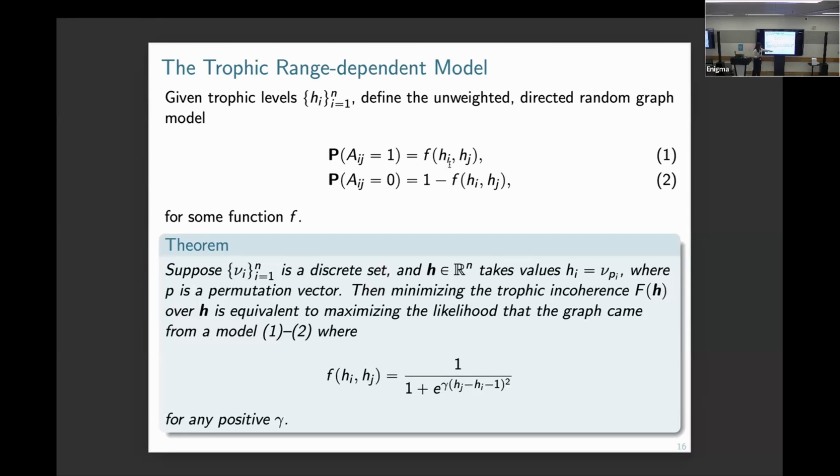So after this discrete constraint, we arrive at this model, which looks very similar to what Haim showed earlier. So the likelihood, if you take the log likelihood, is inversely proportional to 1 plus e to the power of gamma. Gamma is a free parameter, and this basically measures the incoherence of the edges. In real data, we don't know gamma, and therefore there are various ways to approximate it, either by maximum likelihood, or by matching the edge density.